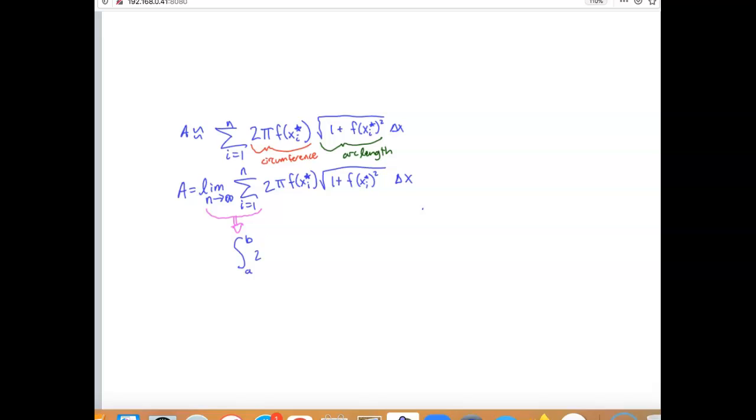So it just becomes 2 pi f of x times, same idea here, 1 plus f of x. Sorry, this is f prime, I just realized, and I had been writing it just as f. This is f prime, I apologize. 1 plus f prime of x squared, and the delta x becomes dx. And there's your arc length formula.